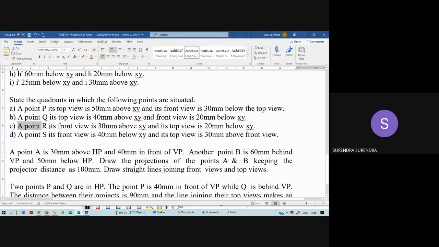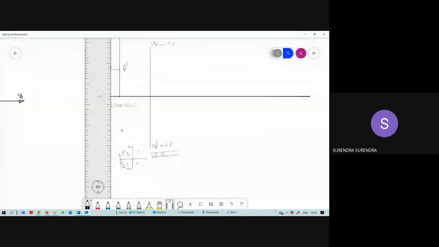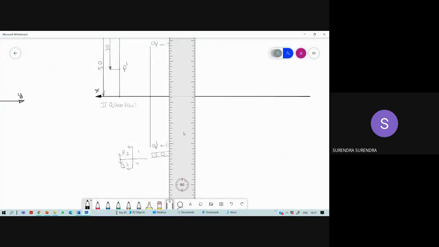Point R, front view 30 mm above XY, and top view 20 mm below XY. R.